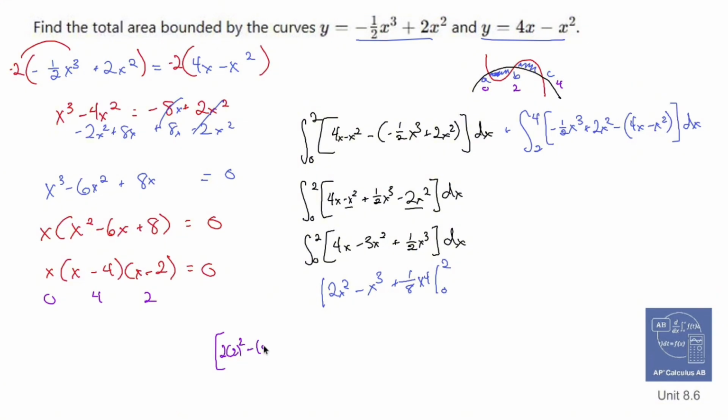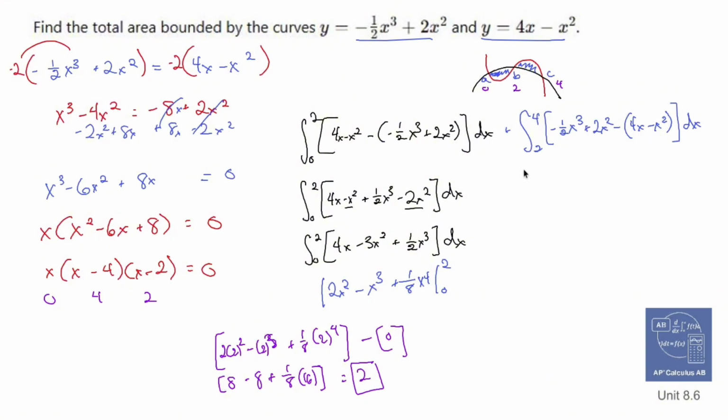2 squared minus 2 cubed. That's supposed to be a 3 plus 1/8 2 to the 4th, close it, minus, I'll just get 0, because if I plug in 0, I'll get 0, so we'll leave that as that. Okay, let's make life easy. 2 squared times 2 is going to be 8 minus 2 to the 3rd, which is 8. Oh, how about that? Plus 1/8 times 16. So we're just going to get 2. Look at that. So this little chunk right here is going to be 2.